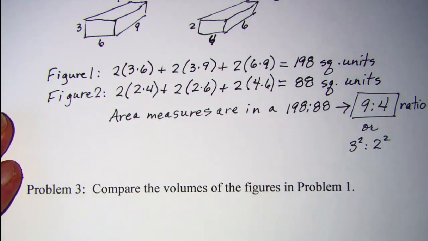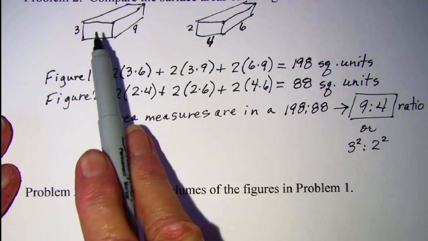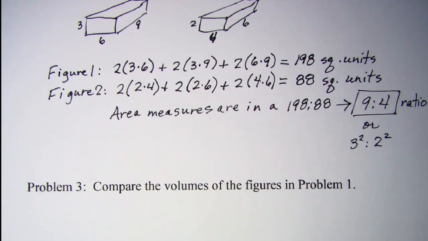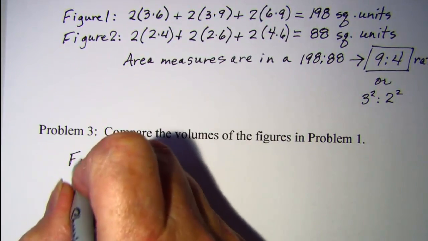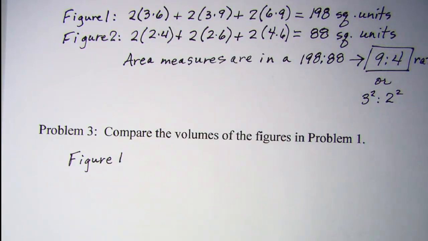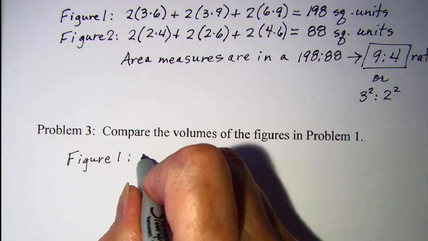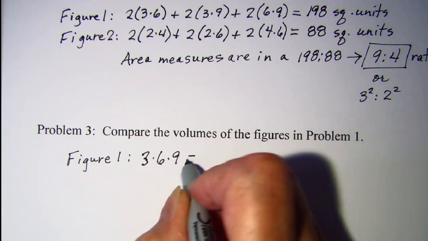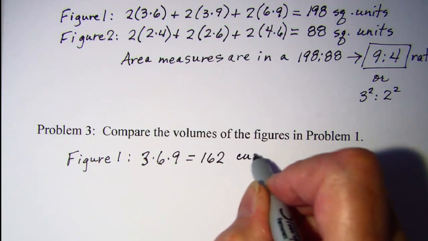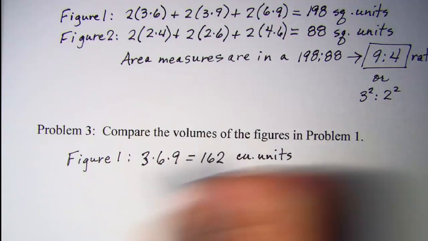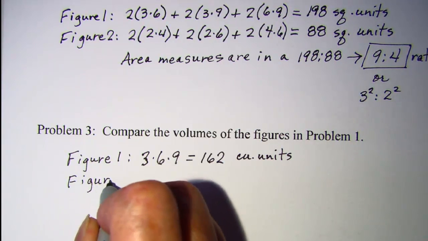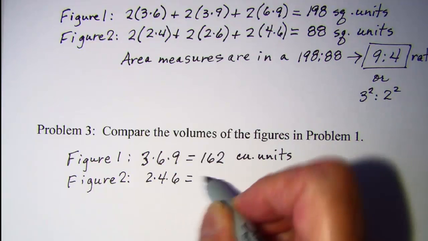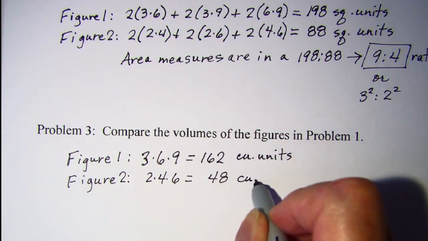If we wanted to compare the volumes, volume of a rectangular prism, that's why I used the rectangular prism, is just length times width times height. So our volume for figure 1 will be 3 by 6 by 9, which is 162 cubic units. And for figure 2, we have 2 by 4 by 6, which is 48 cubic units.